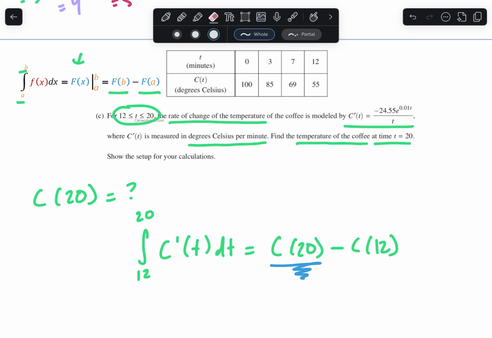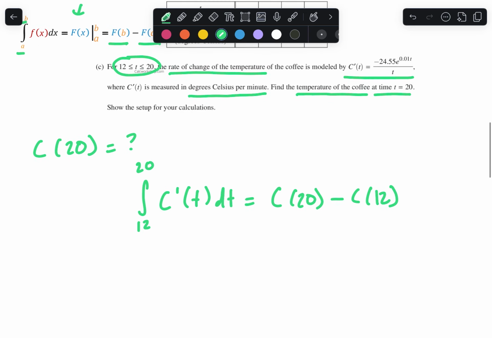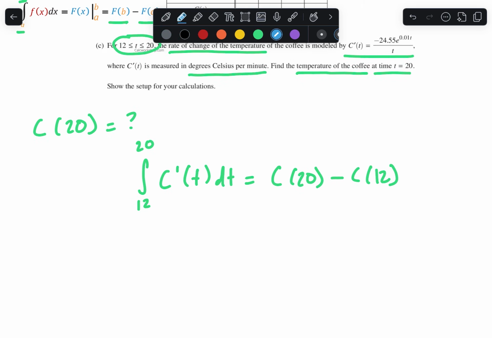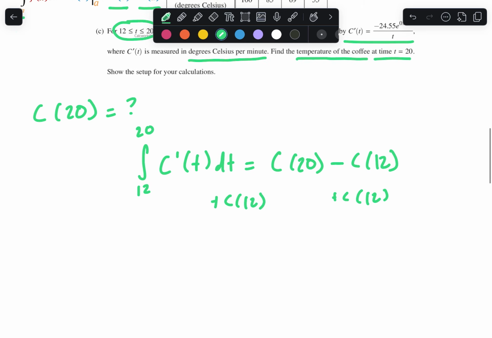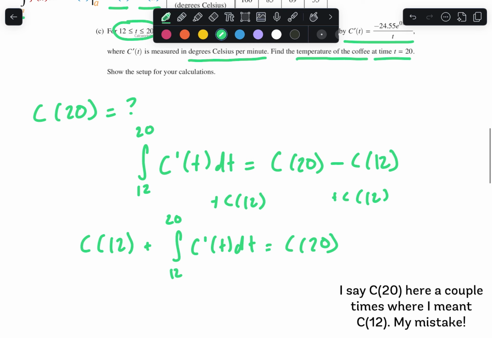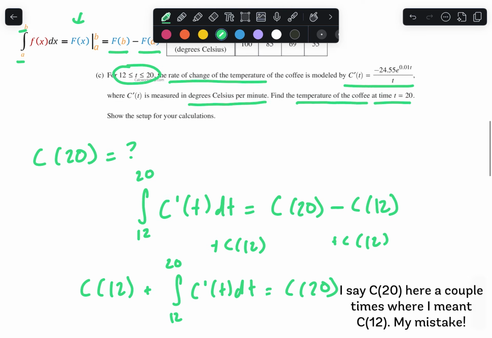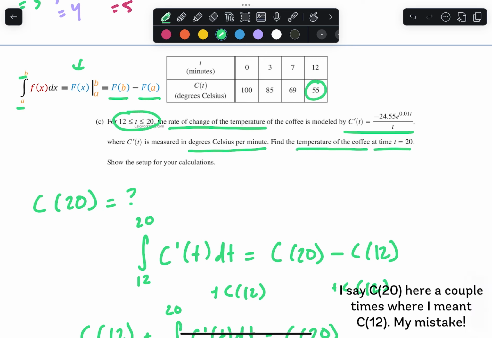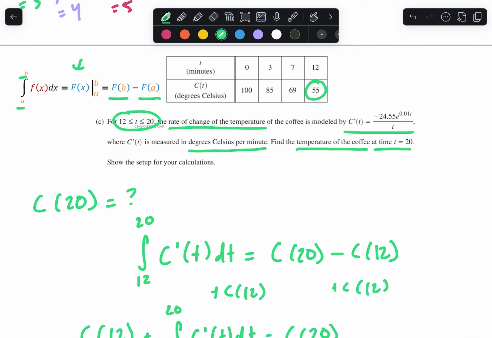So what we can do is add C of 12 to the other side to just isolate C of 20. So we're going to get that C of 12 plus the integral from 12 to 20 of C prime of t dt is equal to C of 20. That's awesome. That's what we were trying to solve for. So you might also notice, okay, C of 20, that looks kind of familiar to us. That is in our table. So we can go ahead and substitute 55 for C of 20.